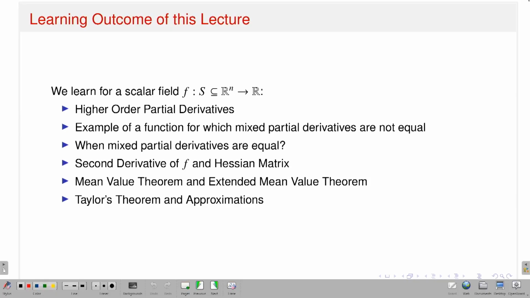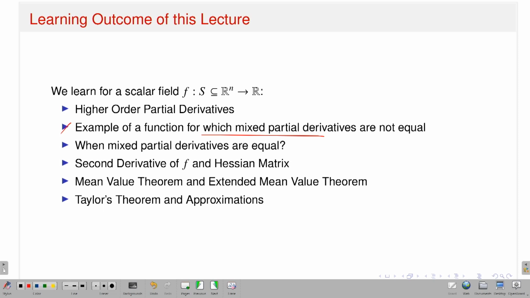I will start with a function f, again a scalar field, a real valued function of variables from Rn. It is a function from Rn to R, or in fact from some open subset A of Rn to R. So, what I am trying to discuss is higher order partial derivatives. I already introduced the notion of partial derivatives. I will just start by recalling the higher order derivatives. Then of course, mixed derivatives will come, and then I will give an example of a function for which mixed partial derivatives are not equal.